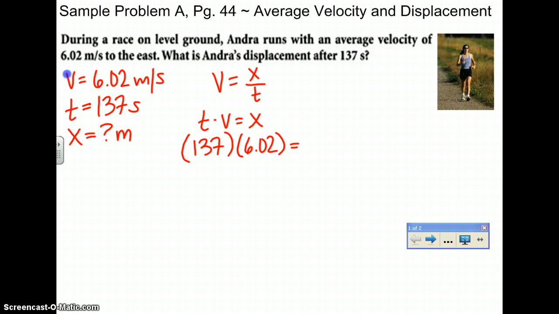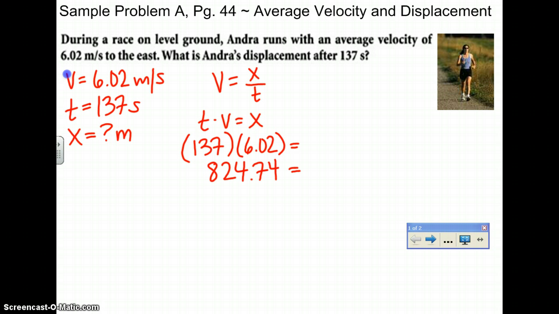Please don't just wait for me to tell you during this video. Be proactive here. Get your calculators out real quick, please. Cell phones, iPods, iPads, whatever you have. Calculate 137 times 6.02. Check that number out on your calculator. That number should come out to be 824.74. Okay, so that's the calculated answer.